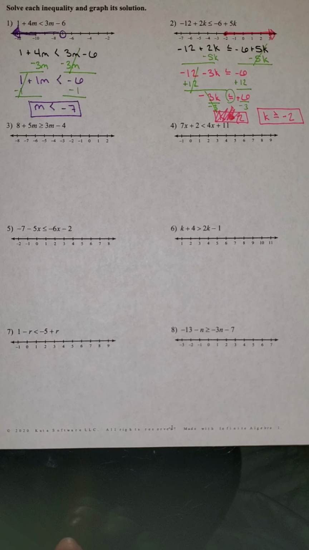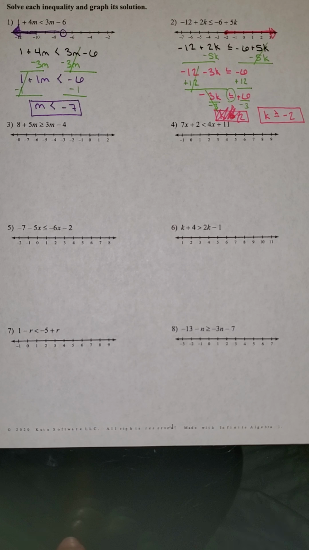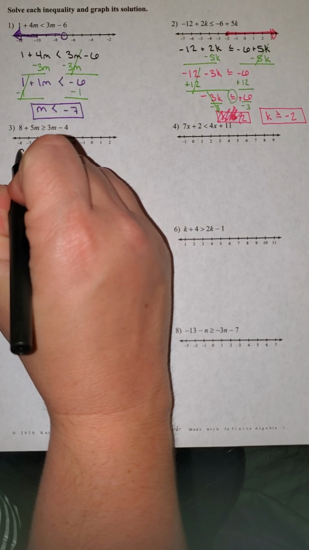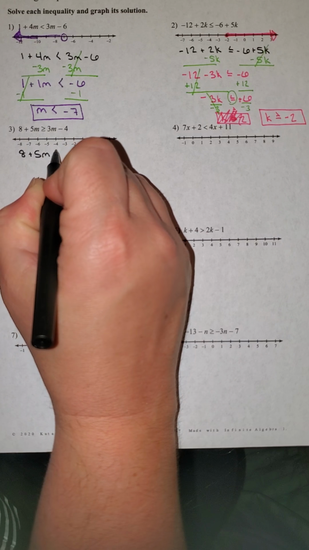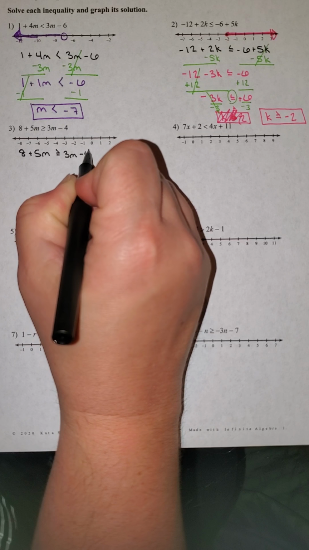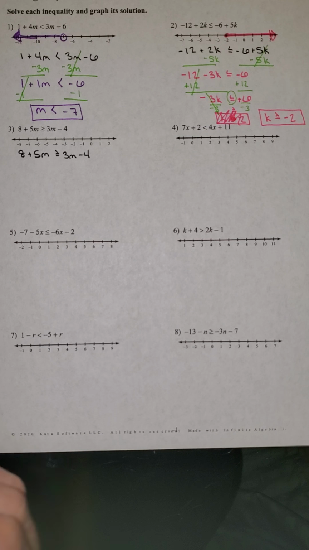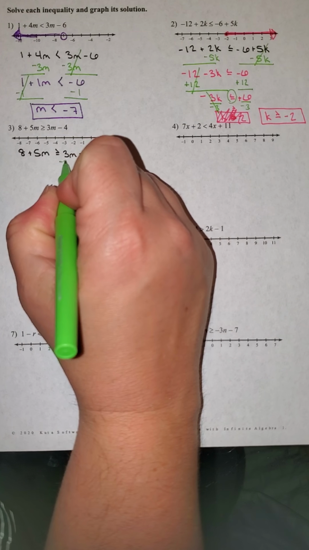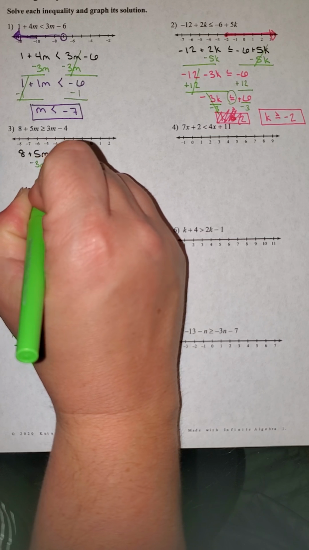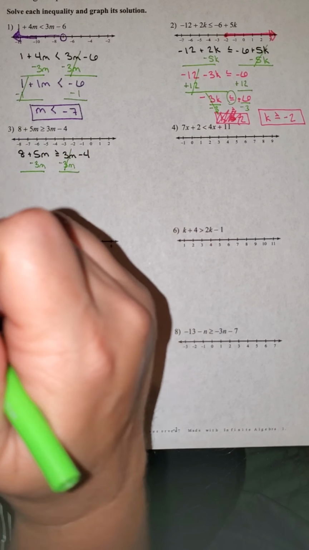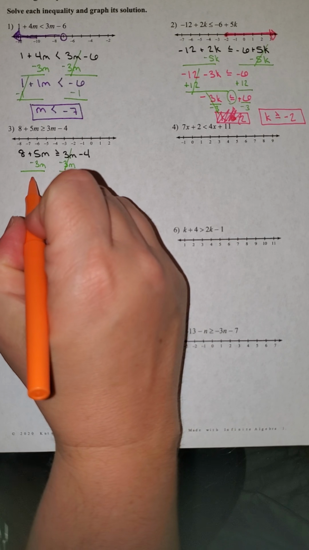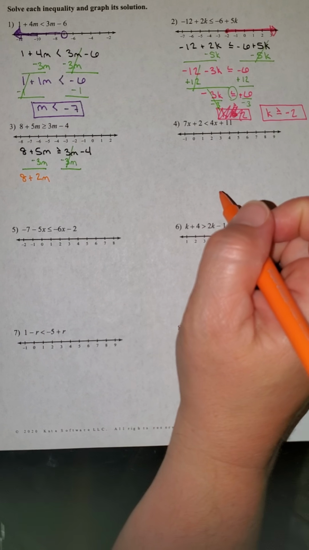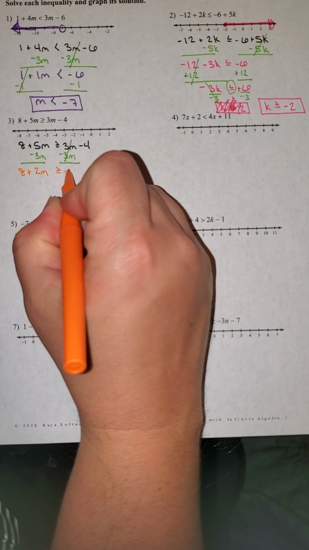Alright, number 3. We have 8 plus 5m on the left, greater than or equal to 3m minus 4. So I'm going to start by moving all the m's to the left, which means I need to move the 3m. So 5 minus 3, that's 2m. So we still have 8 plus in the front there. So 8 plus 2m greater than or equal to negative 4.